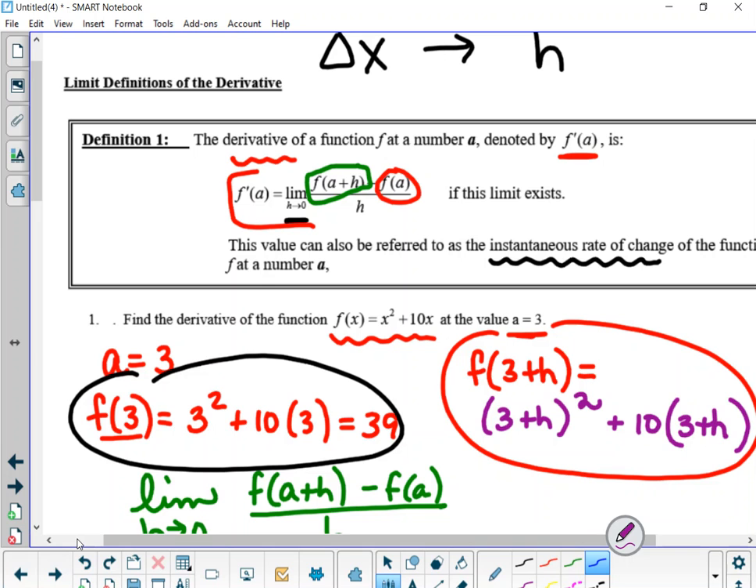Now, homework problems you're going to do, you're going to practice this. In your book, it's going to give you a function, it's going to give you an a value, it has a couple problems that say use this definition, and then a couple problems that say use this other definition. I recommend practicing both. Okay. No reason not to.